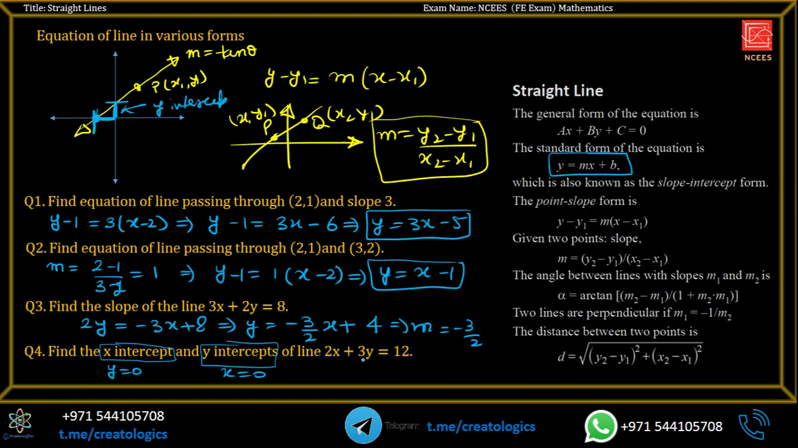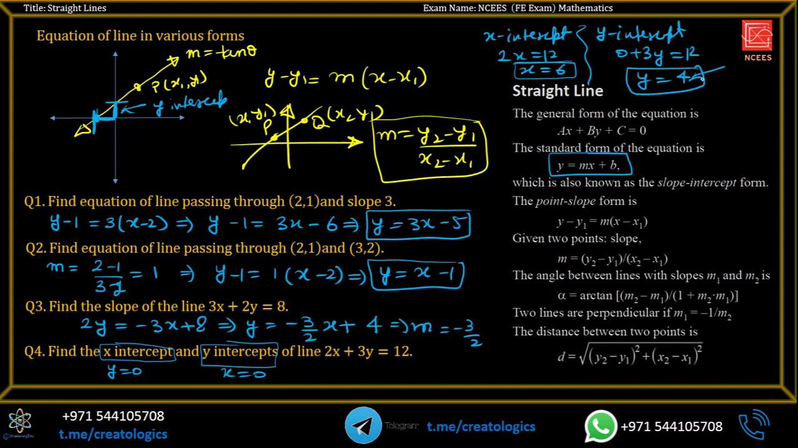So here you have 2x plus 3y equal to 12. If you need the x-intercept, let me write here x-intercept, put y equal to 0 in this. So we will get 2x is equal to 12. From here get the value of x, that comes out as 6. So this 6 is the x-intercept. Now in order to get the y-intercept, 0 plus 3y is equal to 12. That gives me y is equal to 4. So 4 is the y-intercept and 6 is the x-intercept. So that's the answer for this question.